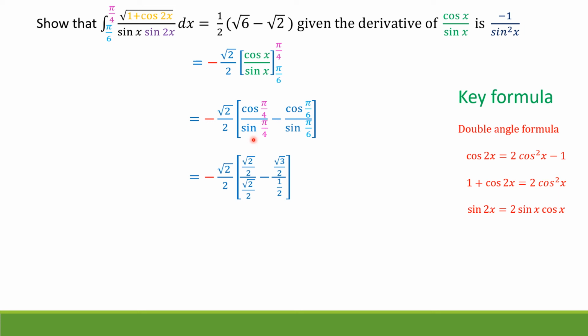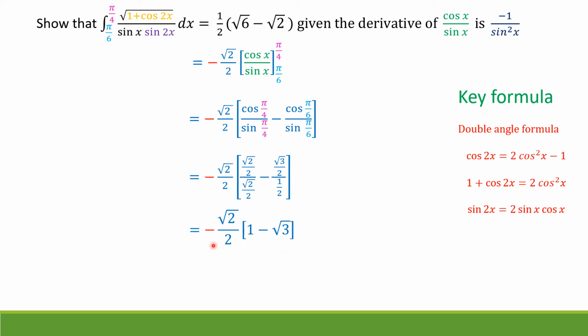So we should know that cos of pi by 4 and sine of pi by 4 are exactly the same, which are both root 2 over 2. So root 2 over 2 divided by root 2 over 2 is going to give me 1 because these two terms are exactly the same. Cos of pi by 6 is root 3 over 2 and sine of pi by 6 is a half. So if I simplify this, I'm left with 1 for the first two terms and then root 3 over 2 all divided by a half is just root 3. So I've got minus root 2 over 2, times 1 minus root 3.